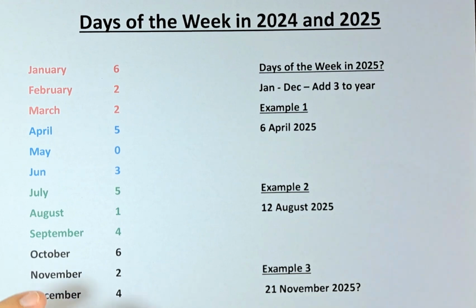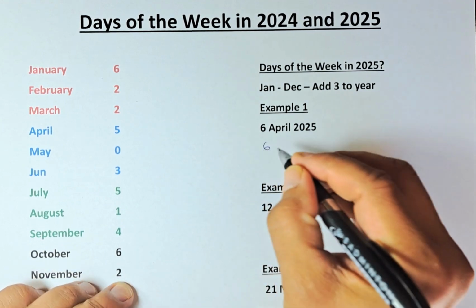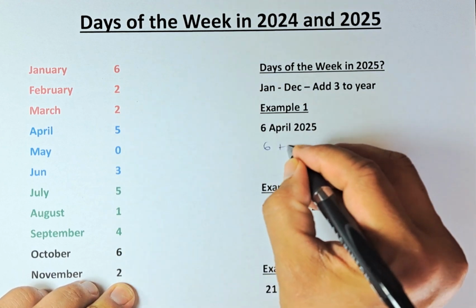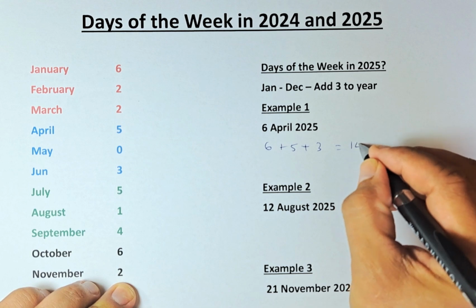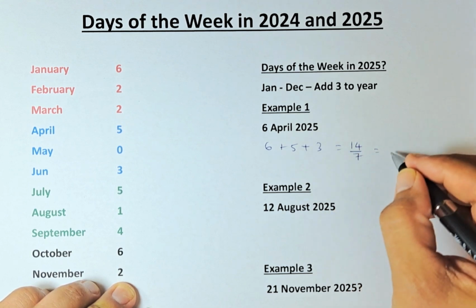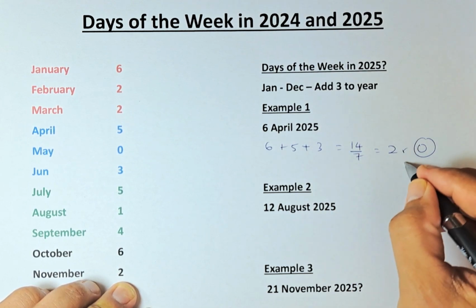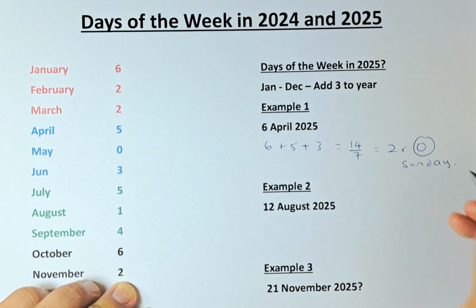So, 6th April 2025. Go to the chart, April is 5. For 2025, the year is 3. The answer is 14. 14 divided by 7 is 2, remainder 0. 0 means it is a Sunday. Great. Now we look for the next one.